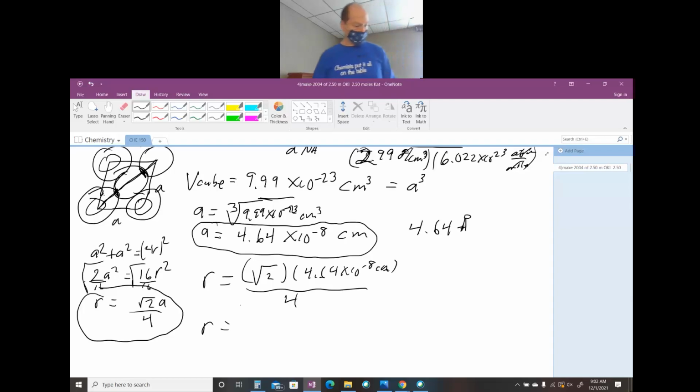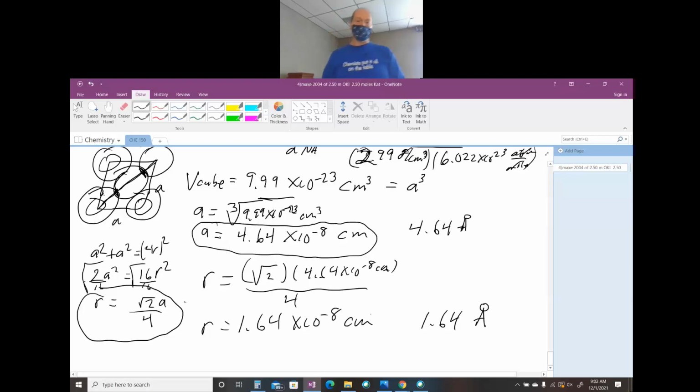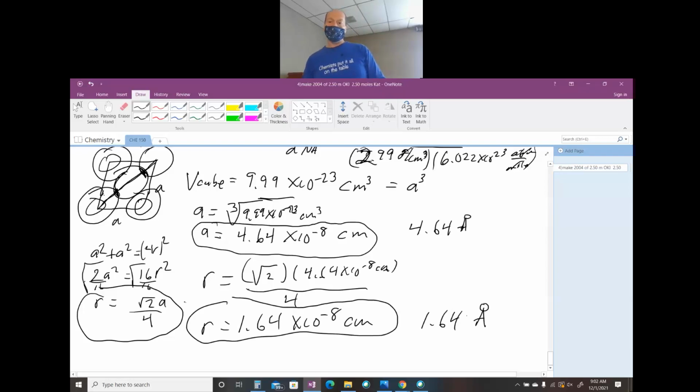All right, so when you push the buttons, you get 1.64 times 10 to the minus 8, or 1.64 angstroms. So again, it depends on if it's specific to the units. If it's not, leave it in centimeters. If it is, the units will always be in angstroms. So when you're given the problem, if you're given a or r, it's always going to be given in angstroms.